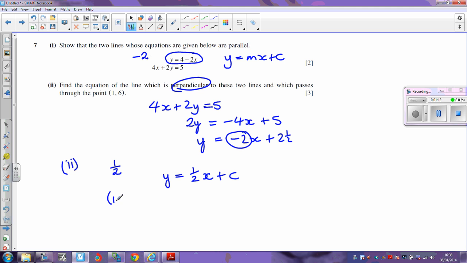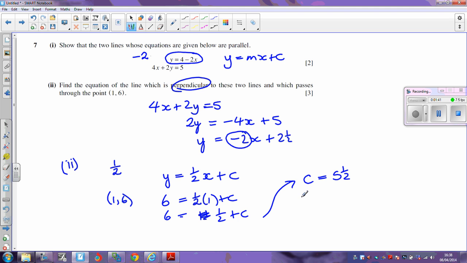Now we do that by substituting in the point 1, 6, where x is 1 and y is 6. So 6 is going to equal half of 1, well that's just half times 1, plus c, so 6 is equal to half plus c. Subtracting half from both sides then, c must just be 5.5, which means the equation of our line is going to be y equals a half x plus 5.5.